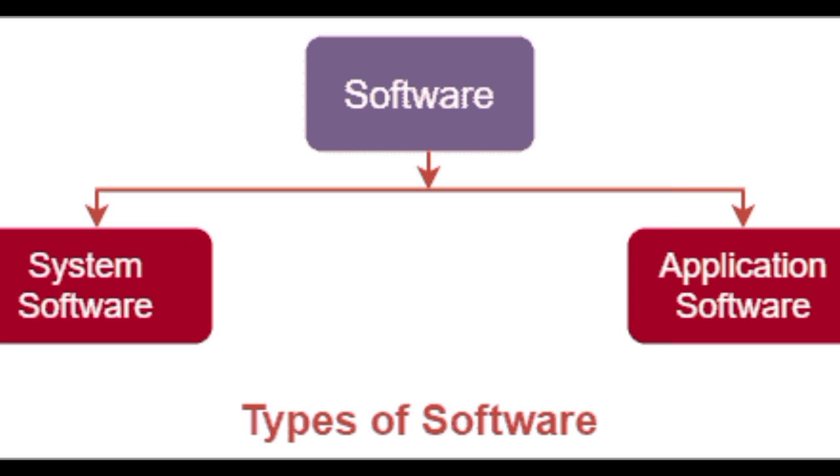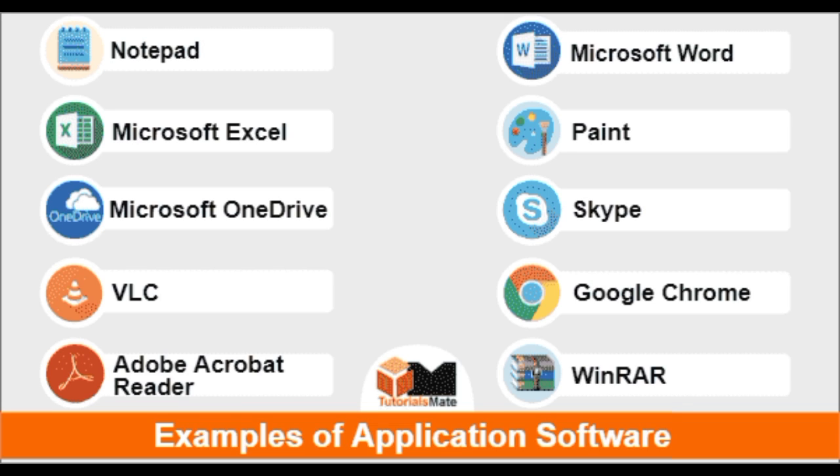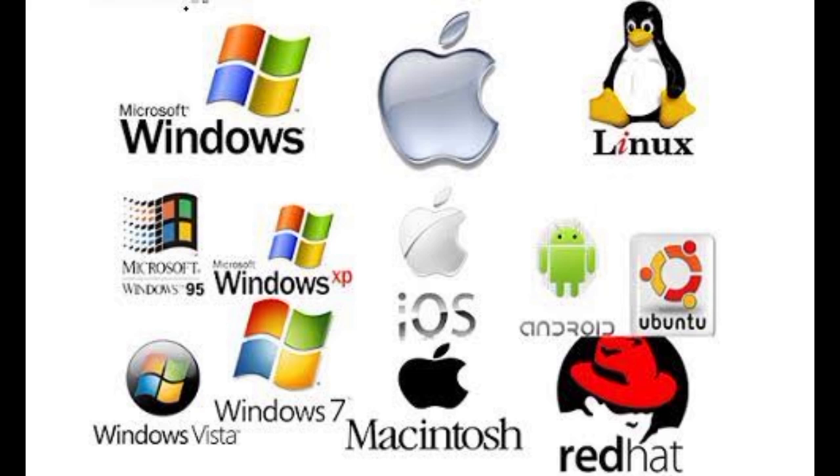What is application software? Application software can be defined as a type of software that performs a specific task for users. What are the examples? We have the web browser, the word processor, the communicating platform, and so on. The second type of software is the system software.